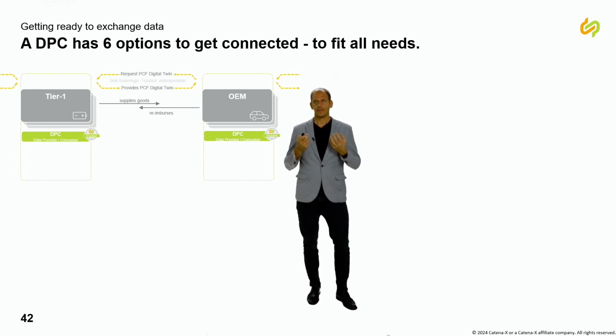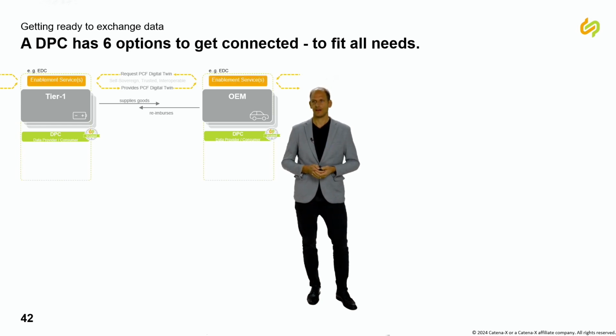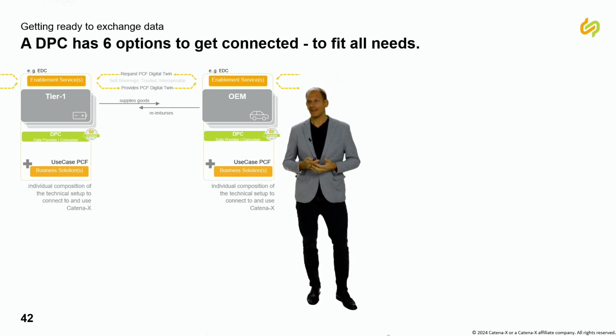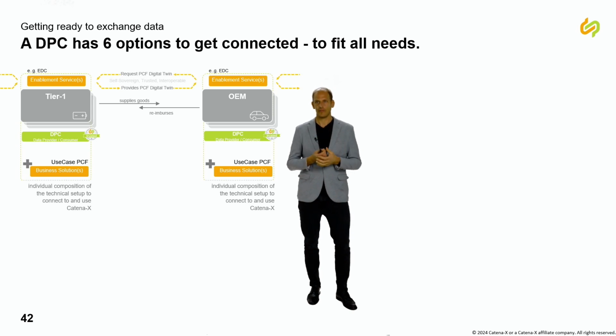Let's make it by an example. You want to share the product carbon footprint, PCF, with your partner, with your supplier, or with your customer. Of course, first you have to get into the system and you need the enablement service and the Eclipse data space connector on your side. The next step would be choosing your use case, in our example here, the product carbon footprint use case.